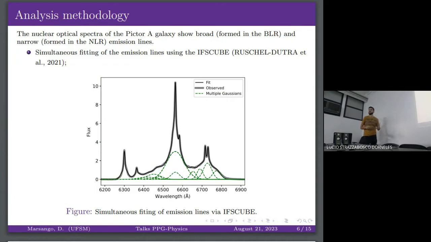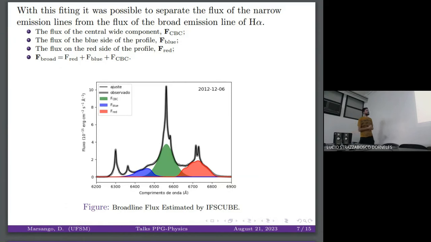One focus of this work is measuring the double peak profile. For this, our group uses software called IFSCube. IFSCube uses multiple Gaussians for fitting the spectrum. This figure shows this process. With this fitting, it's possible to separate the flux of the double peak profile from the narrow line and the flux of the broad line.